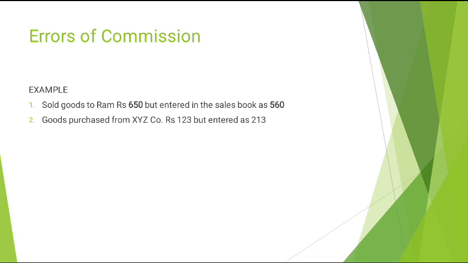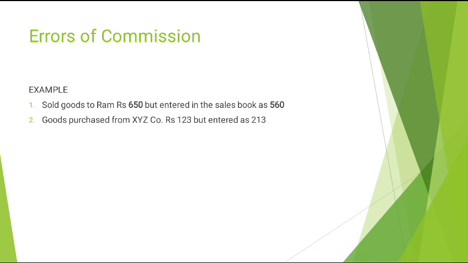Errors of commission means when a transaction is recorded and posted in the books of accounts in a wrong manner, the error is called error of commission. Let's understand the error of commission with the help of the following example. You can see the example in the slide.